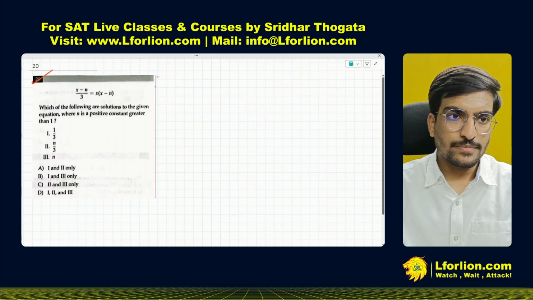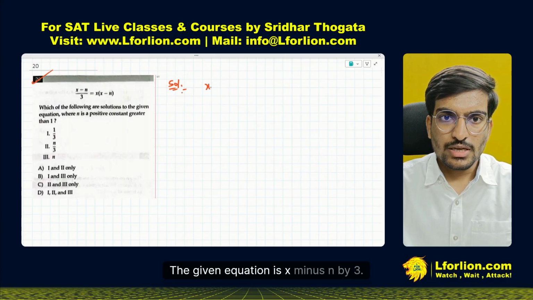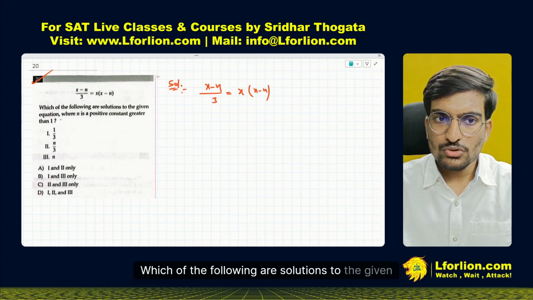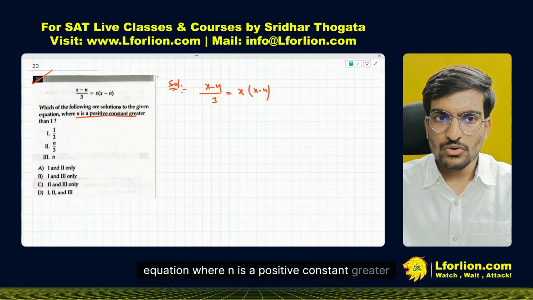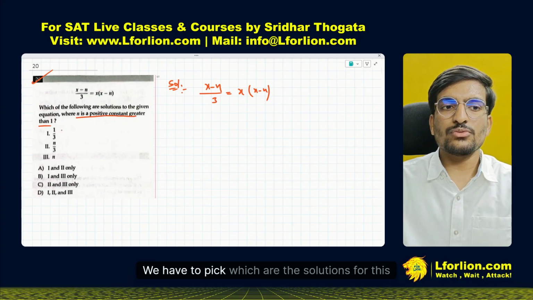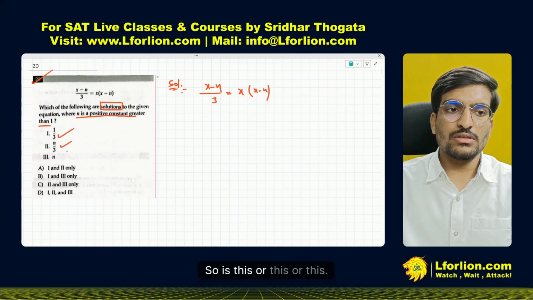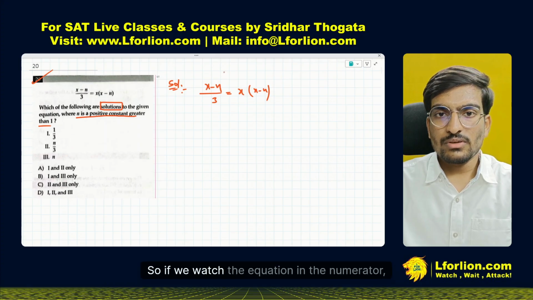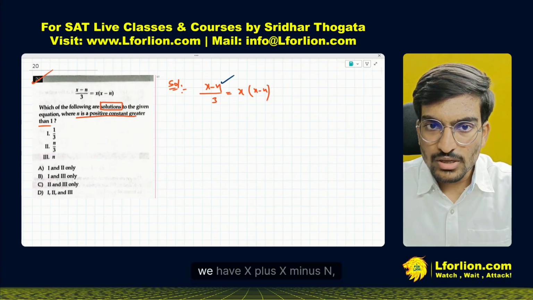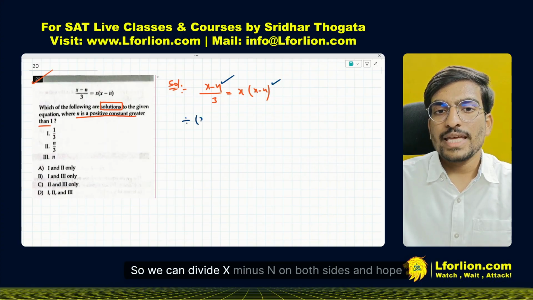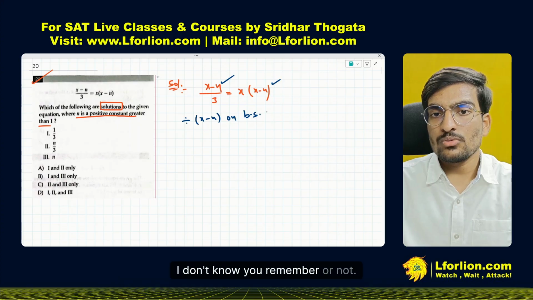So question 20, the given equation is (x minus n) by 3 equals x into (x minus n). Which of the following are solutions to the given equation where n is a positive constant greater than 1? We have to pick which are the solutions for this given equation. So is it this or this or this? If we watch the equation, in the numerator we have x minus n, and on the other side x into x minus n. So we can divide x minus n on both sides.